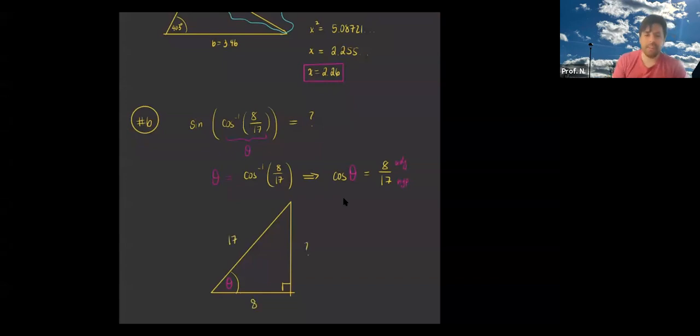And then can't I figure this out? It's one of the Pythagorean triples, right? 8, 15, 17. This is 15. And you can find this out if you don't remember it using Pythagorean theorem. And now this becomes sine of what? Of theta. So what's sine of theta? Opposite over hypotenuse. So that was it. 15 over 17. So the answer is 15 over 17.